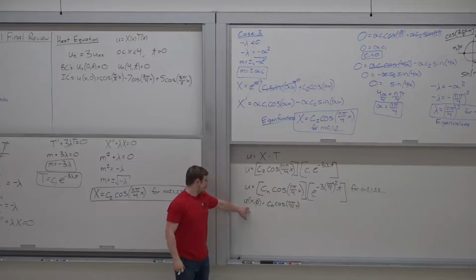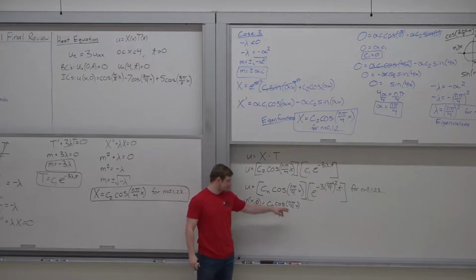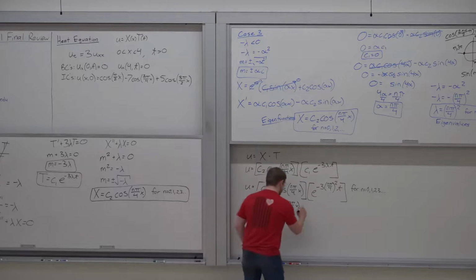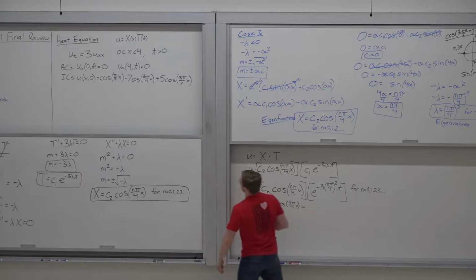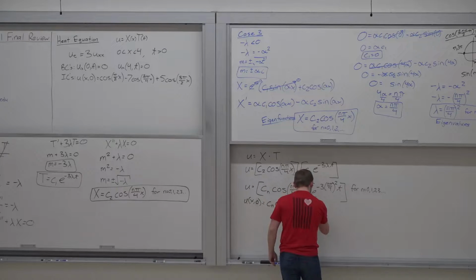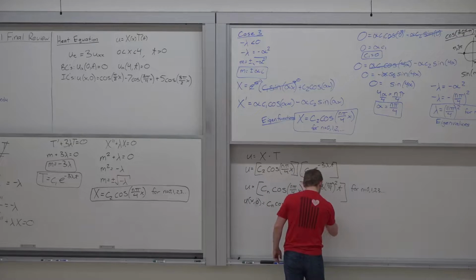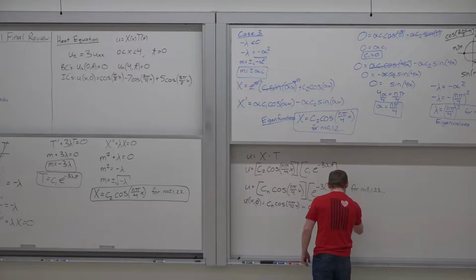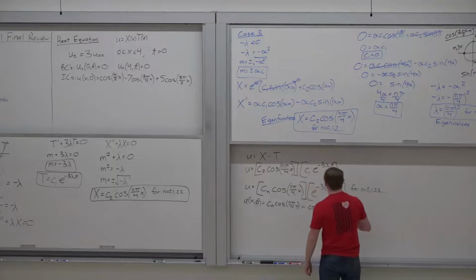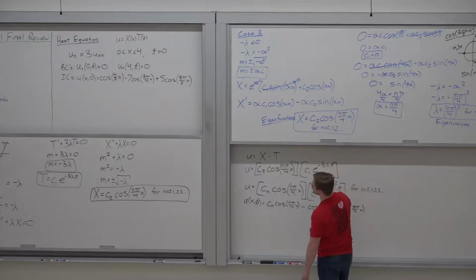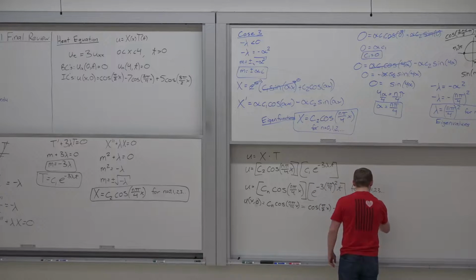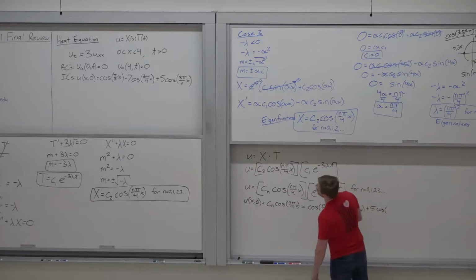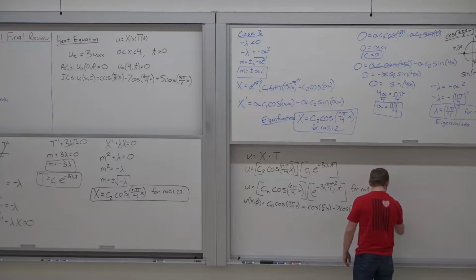So now, I know that u of x, 0 is c sub n cosine of n pi over 4 x, but I know that that's also equal to cosine of pi over 2 times x minus 7 cosine of 3 pi over 4 x plus 5 cosine of 3 pi over 2 x.